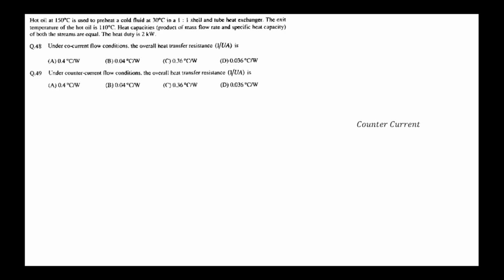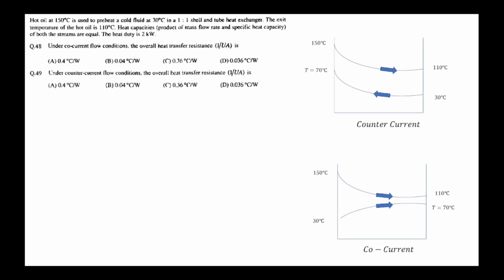So without wasting time, we'll see the first question. So this is the question. You can see we have to calculate the overall heat transfer resistance, not coefficient, okay, resistance. So very first, this is the counter current, co-current conditions. This is the heat balance equation. In the question, it is clearly written heat capacities of both the fluid streams are the same.